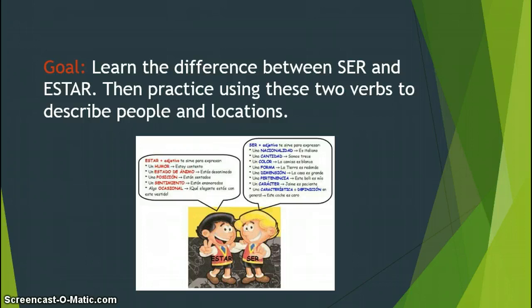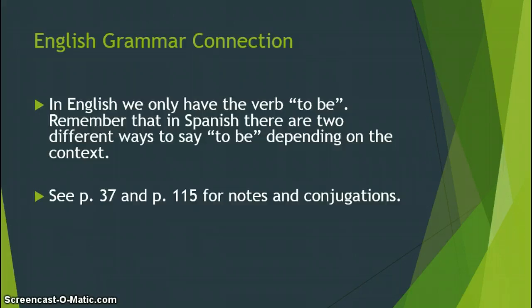So ser and estar, we've learned both of these verbs already. They both mean to be, but they have different uses. In this picture here, it gives you some examples of the uses of ser and estar. I'm going to teach you those in this video as well. To connect this with English, we know in English we only have one to-be verb that we use for all sorts of different things. However, in Spanish, we need to remember that there are two different ways to say to be depending on the context.